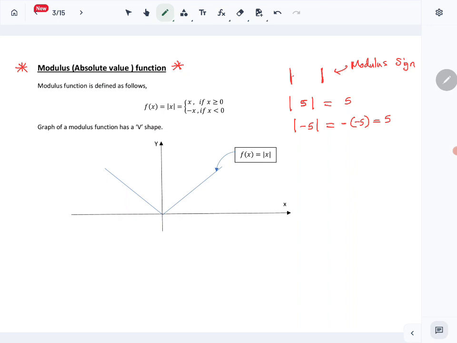So absolute value means you always get the positive answer. So when it is negative 5, you multiply by a negative sign. So it becomes a positive value as the output. So this is how the absolute value sign or modulus sign works, right? So now we generalize it into a function form. So instead of a number, you put the variable x. So then how can we define this? It has to be in two parts, no?